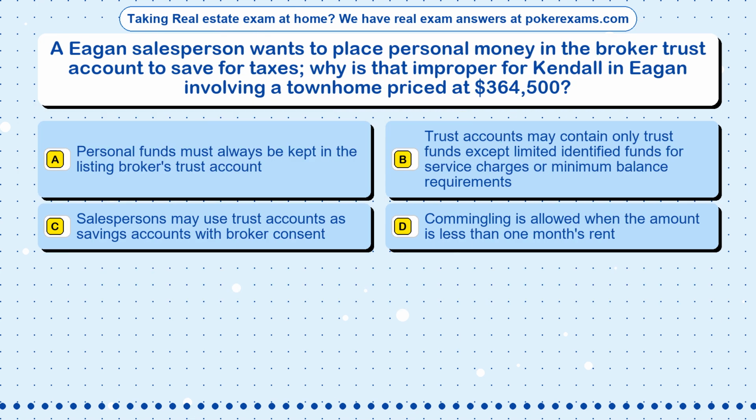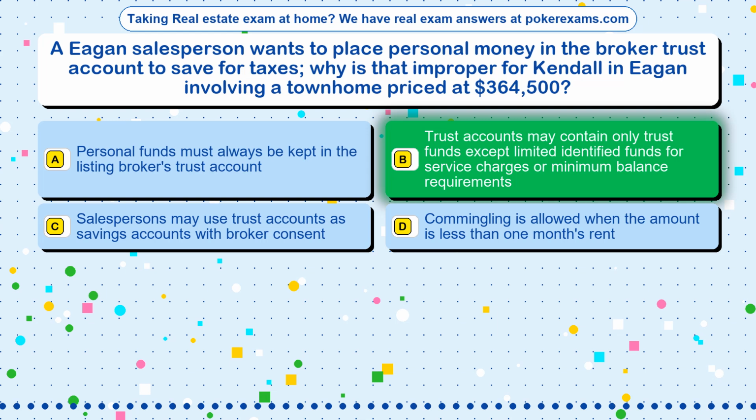Question 10. A Egan salesperson wants to place personal money in the broker trust account to save for taxes. Why is that improper for Kendall and Egan involving a townhome priced at $364,500? Option A. Personal funds must always be kept in the listing broker's trust account. Option B. Trust accounts may contain only trust funds except limited identified funds for service charges or minimum balance requirements. Option C. Salespersons may use trust accounts as savings accounts with broker consent. Option D. Commingling is allowed when the amount is less than one month's rent.